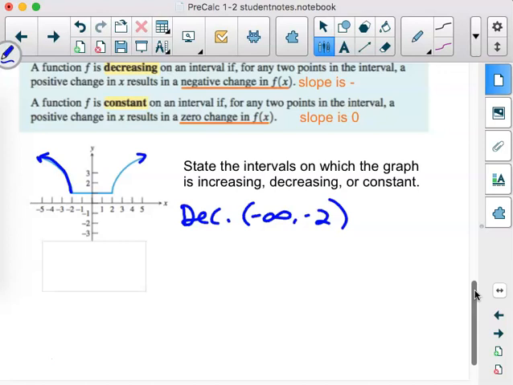Now I keep reading the graph and I see, oh, from here to here, that's a horizontal line. That's a constant. So constant would be from negative 2 to 2 in the x's. And then there's another change to the slope. And now from 2 to the right forever, that one's going to be increasing.